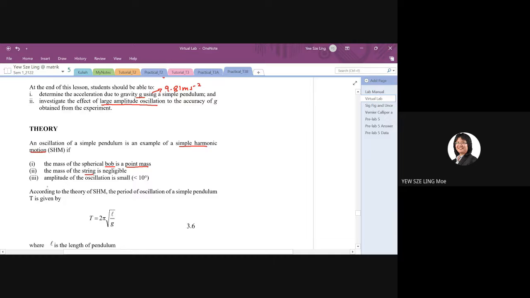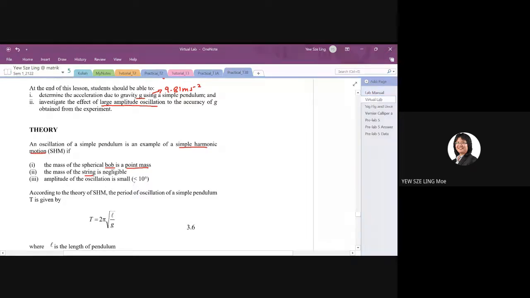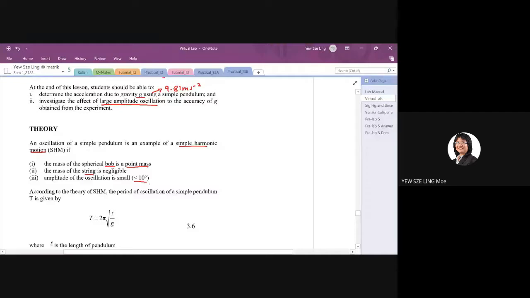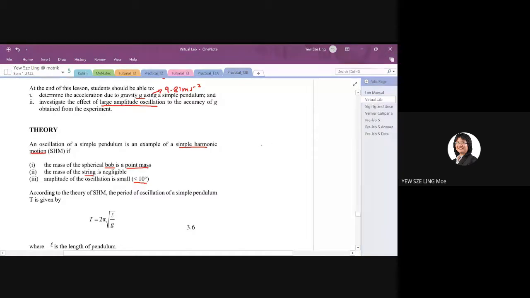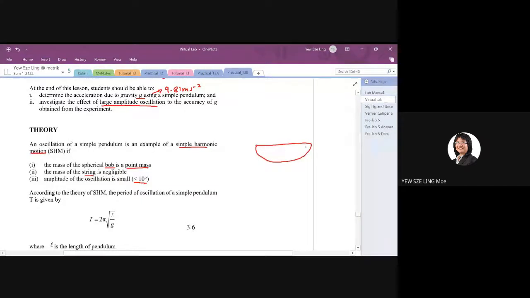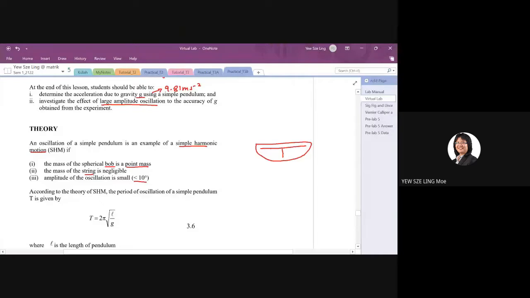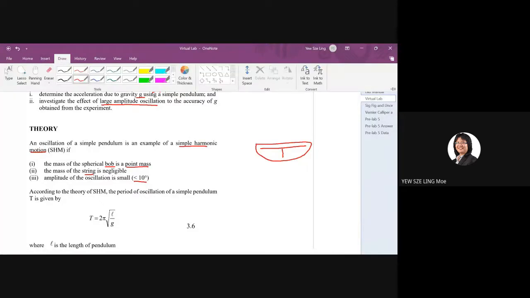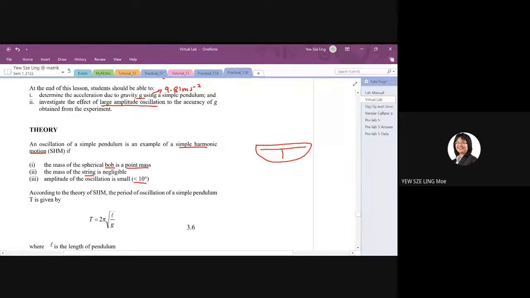The third assumption, the amplitude of the oscillation must be less than 10 degrees. Okay, so which means you're going to make it at a fixed angle, less than 10 degrees. So this is your protractor. Okay, this is your protractor. So protractor, usually there's a mark on top of it. Okay, so this is a horizontal line, this is a vertical line that represents 90 degrees. Now, how do you measure the angle? You put the string at this point.